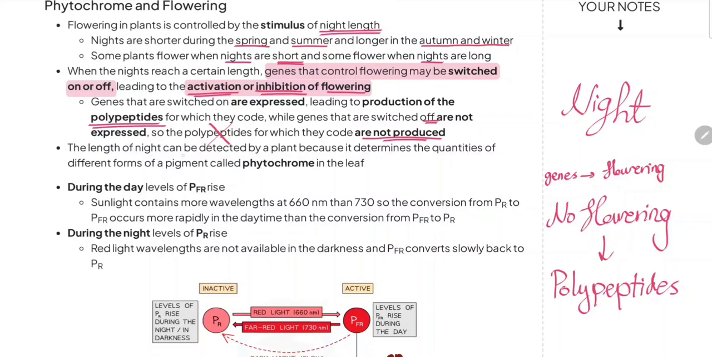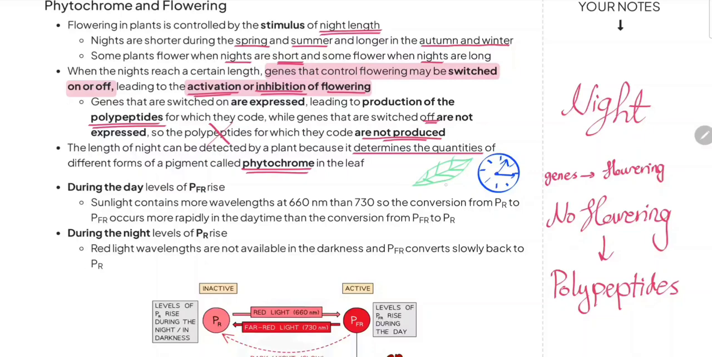The length of night can be detected by a plant because it determines the quantities of different forms of a pigment called phytochrome in the leaf. So how can just a simple leaf like this actually know how long the night is? It knows the time. Isn't that crazy? Not a little bit, but very crazy. I'm going to tell you why though.